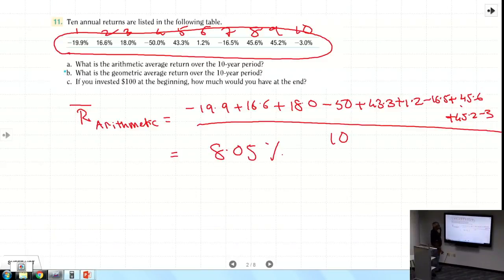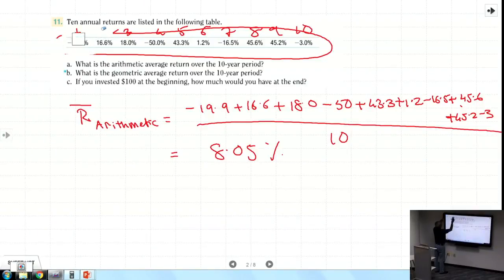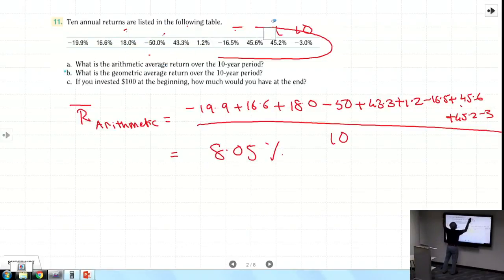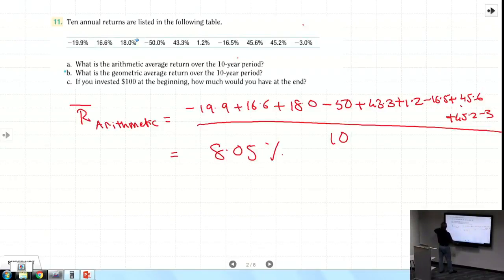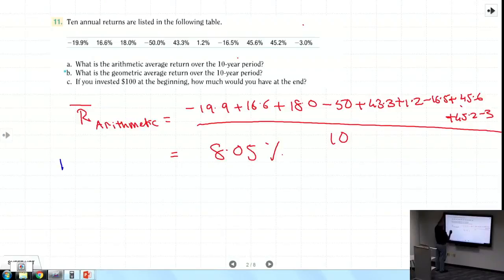Now to calculate geometric average, each return will have to be converted into what is called a wealth relative. I'm going to do this right under the original problem to illustrate it to you, and then you can repeat it on your own to complete the problem. So a wealth relative is essentially 1 plus R. So 1 plus R1, 1 plus R2, 1 plus R3, these are all wealth relatives.